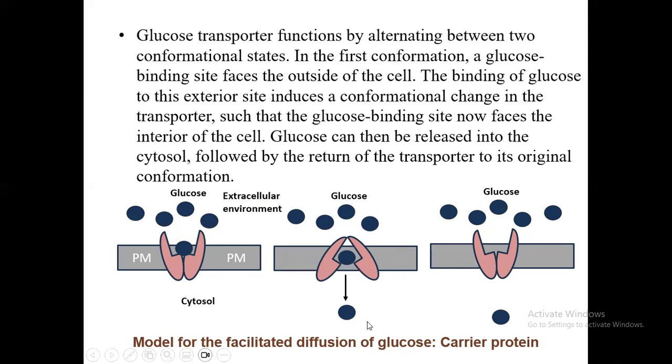and this allows entry of the glucose molecule into the cell. This transport of glucose is along the concentration gradient, happening from the location of high concentration to the location of low concentration. As soon as the glucose molecule enters, it dissociates from the transporter, and the transporter returns to its original conformation and is now available for binding a fresh glucose molecule.